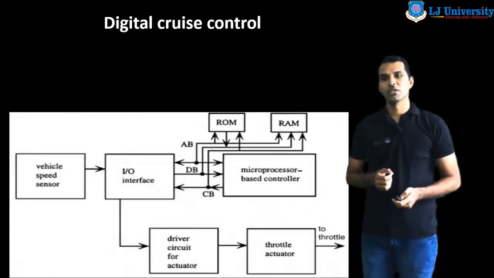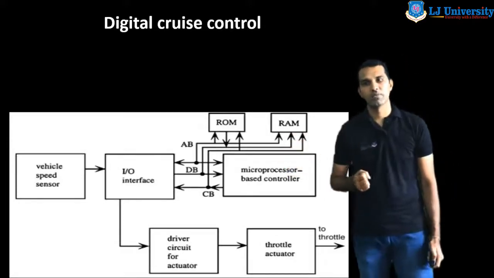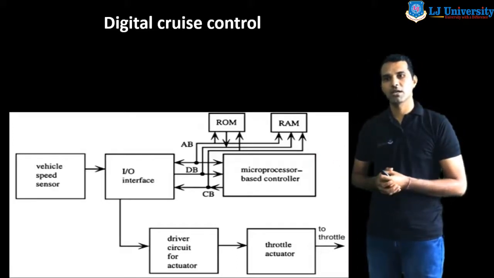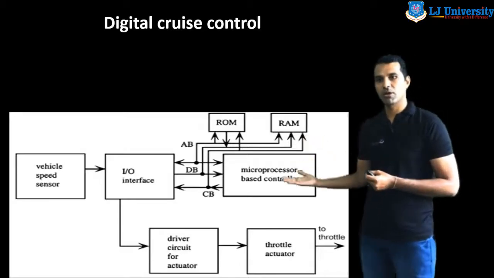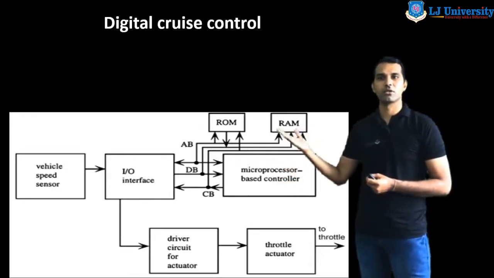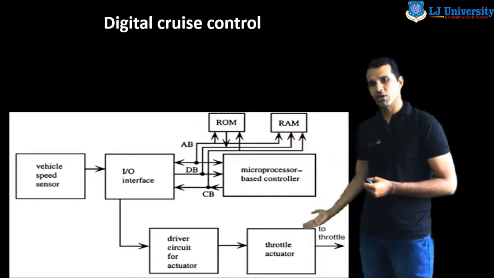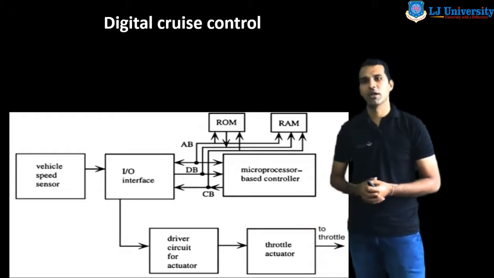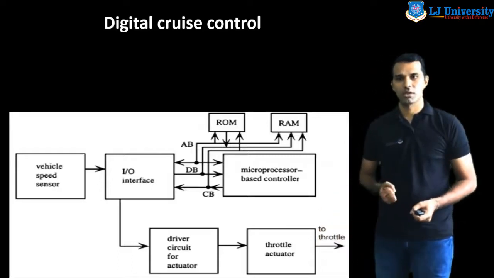Now the next topic we discuss is the digital cruise control. This is the diagram of the digital cruise control system. Here we can see the speed sensor, same as we have discussed. Then the input-output interface, and this is our microprocessor, or we can say controller. And this is the RAM. We know that there are two types of memory, ROM and RAM. And here we can also see the throttle actuator connected with the driver circuit for the actuators, and this signal is sent to the throttle.